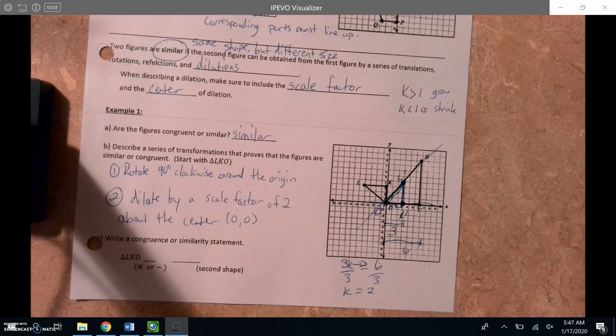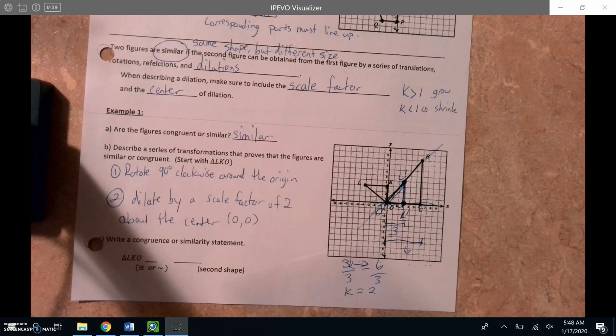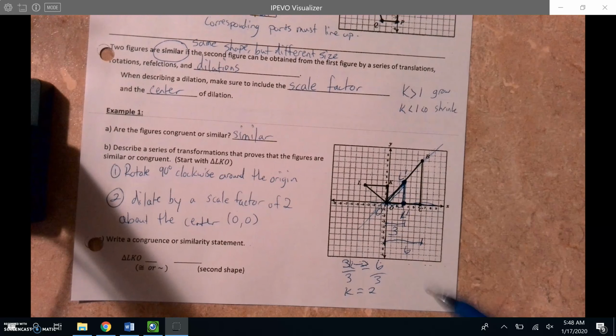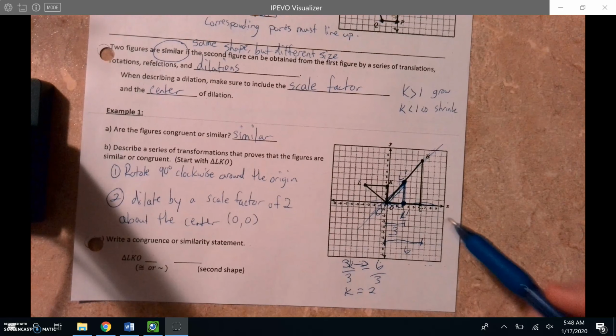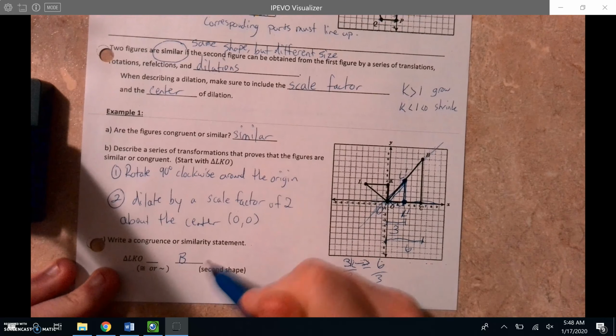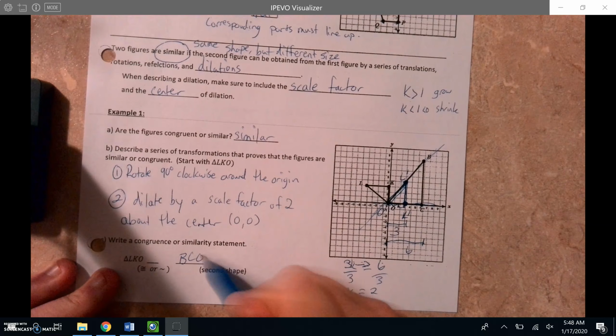What do we need to name our second shape? Well, it has to line up with LKO, just the same as it did above. So, L ends up on top of B, K ends on top of C, and O is still O.